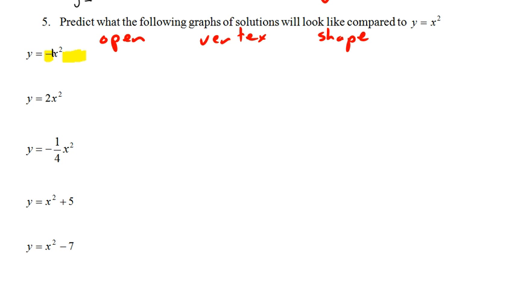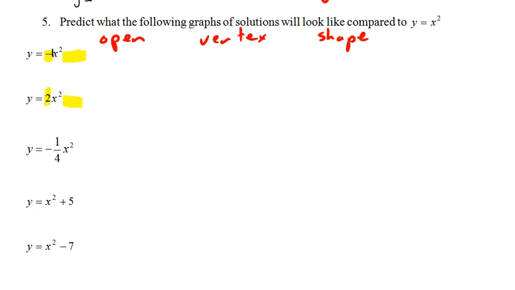Okay, our second one will be opening up because we have a positive 2 in front of the x squared. Our vertex will still be 0, 0 because we don't have anything over here to vertically translate it. And our shape will be expanded by a factor of 2. So it's going to look longer and skinnier because we've expanded it vertically.